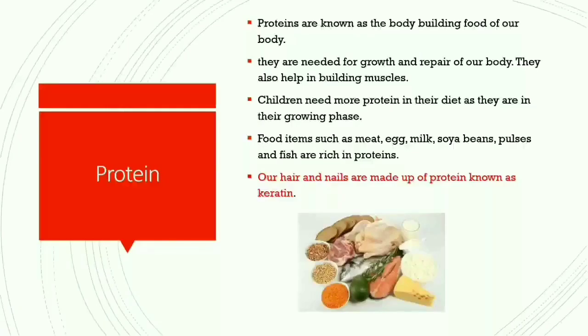Next is protein. They are known as the bodybuilding food of our body. They are needed for growth and repair of our body. They also help in building muscles. Children need more protein in their diet as they are in their growing phase. That is why they need to include more protein-enriched food in their diet. Food items such as meat, egg, milk, soya beans, pulses and fish are rich in proteins. Our hair and nails are made up of a different kind of protein, known as keratin.